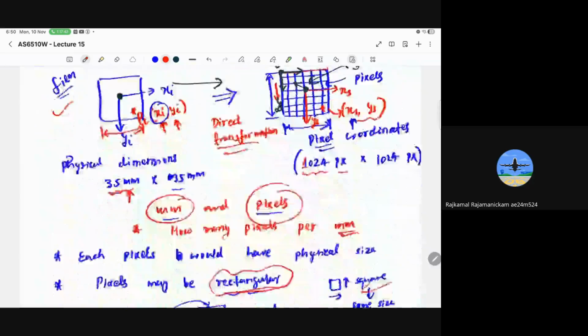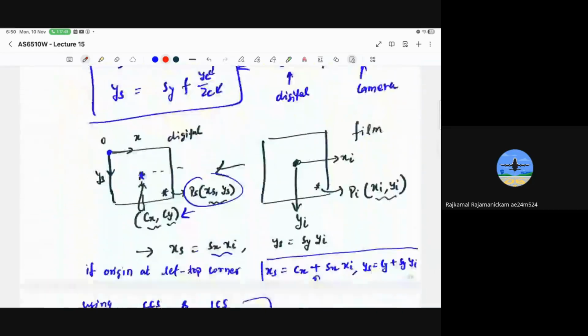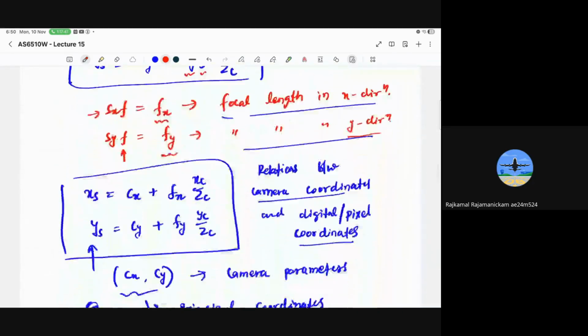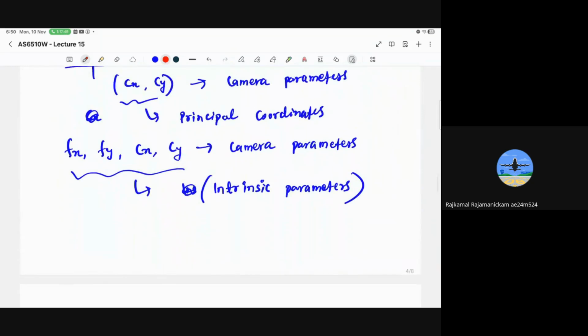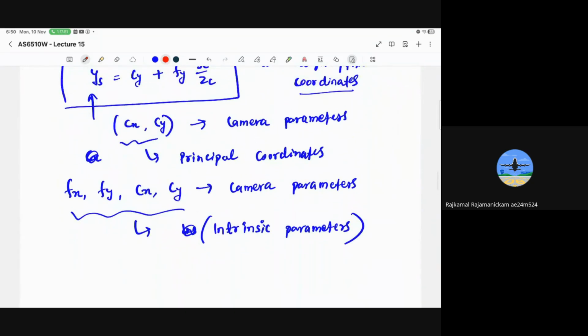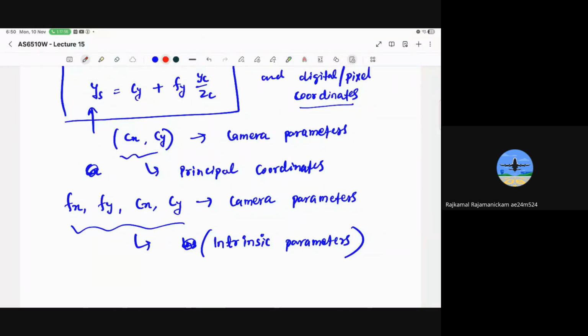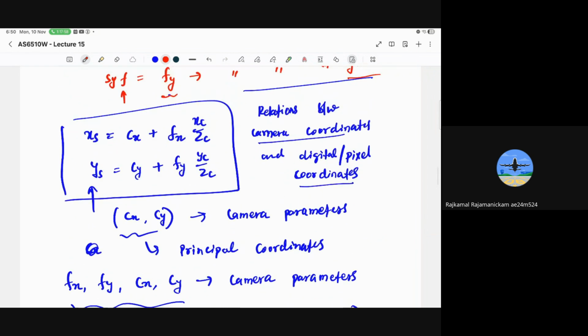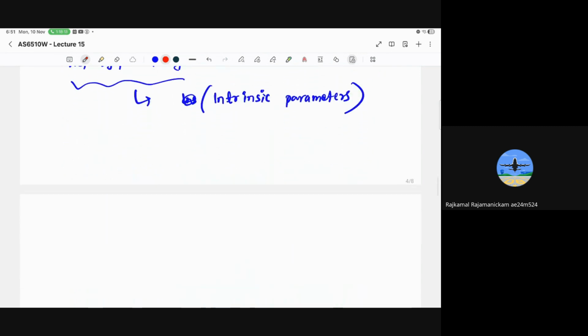Okay, so we'll do this part in the next class. We will find the relation between the camera coordinate system and the world coordinate system. We have already obtained the relation between the camera coordinate system and the digital image coordinates. Finally, we will basically relate all of these parameters.